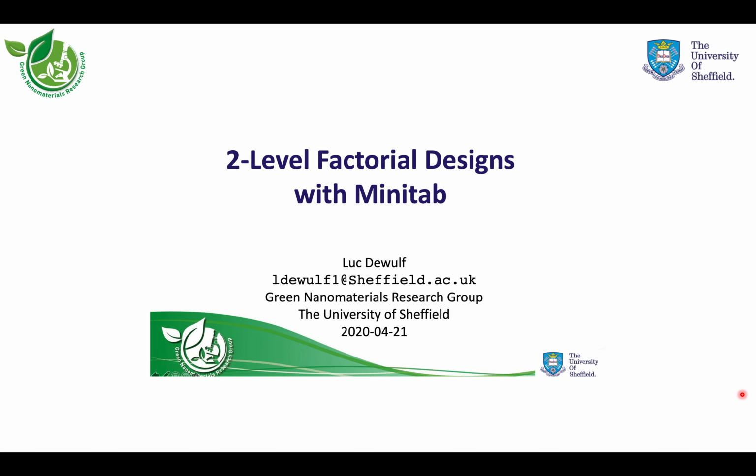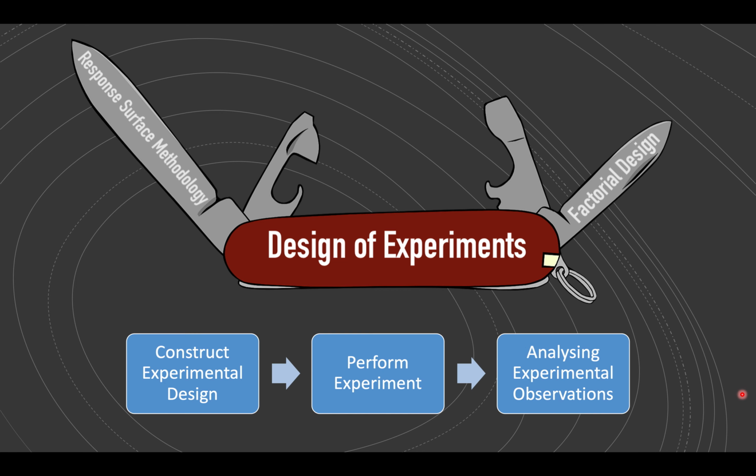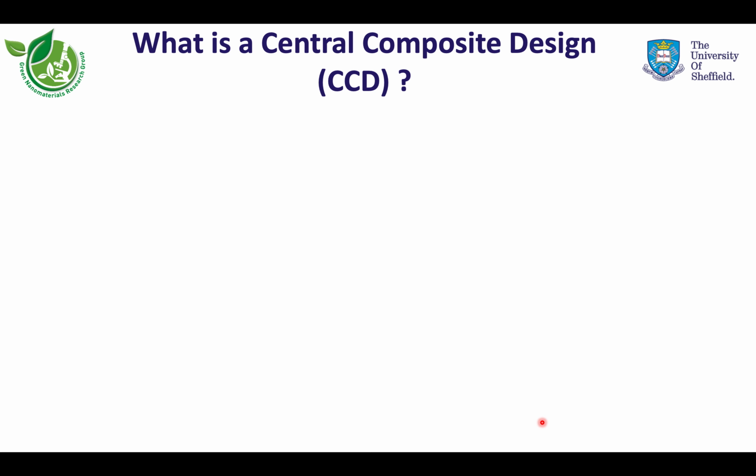This video follows on from the previous one on two-level factorial designs, so feel free to go back to see the entire story. Central composite designs are part of the Design of Experiments framework. DOE is a statistical toolbox that offers systematic designs and efficient data analysis methods to solve multivariate problems in an empirical and statistically sound way. The general strategy consists of first constructing an experimental design, secondly to perform the experiment accordingly, and thirdly to statistically analyze the experimental observations. What are central composite designs?